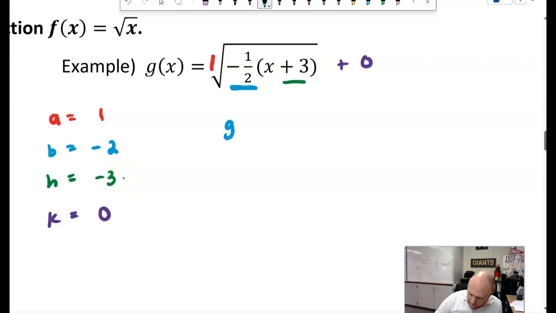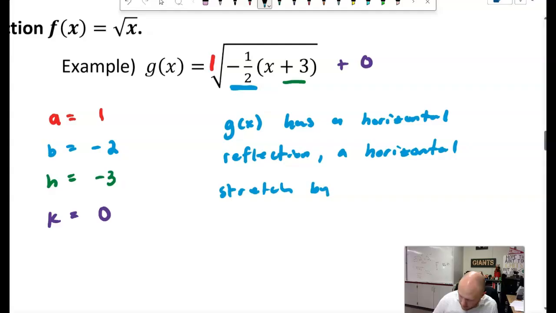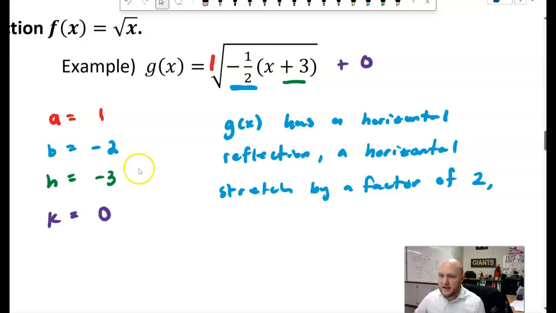What are the effects? Well, G of X has a horizontal reflection. I guess I should say a horizontal stretch by a factor of 2. Notice I don't include that negative. That negative just has to do with the reflection. Okay, so the negative just tells me we're going to reflect. We have a horizontal stretch by a factor of 2 because we took the reciprocal.